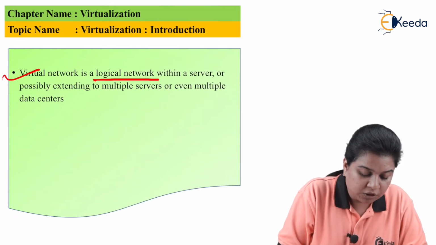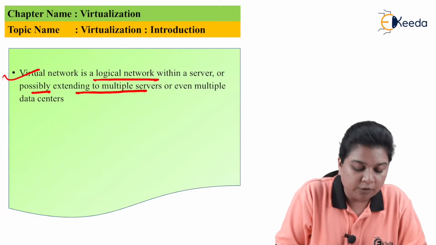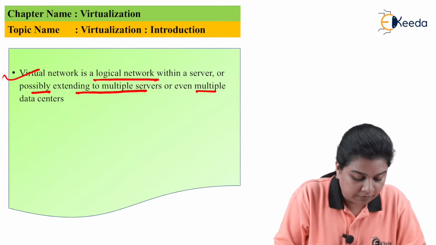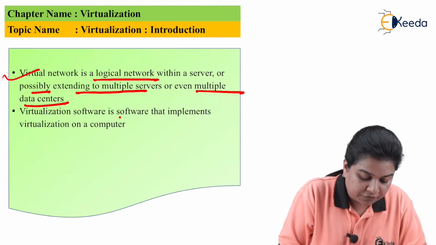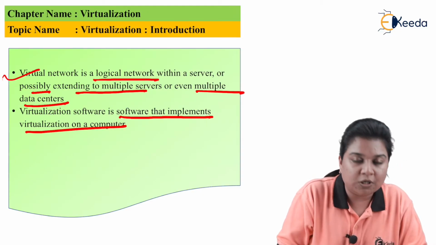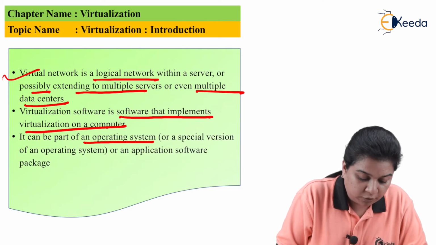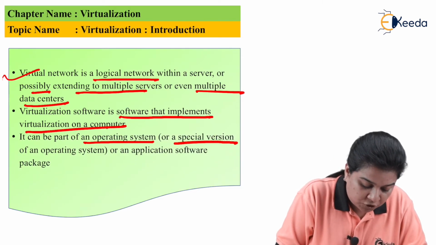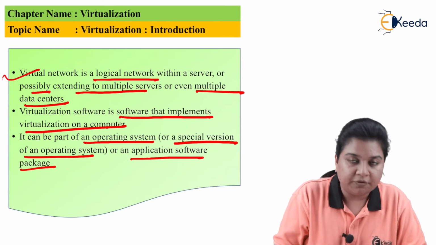A virtual network is a logical network within a server or possibly extending to multiple servers or even multiple data centers. Virtualization software is software that implements virtualization on a computer. It can be a part of an operating system or a special version of an operating system or an application software package.